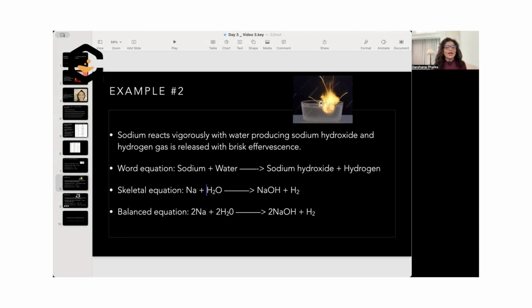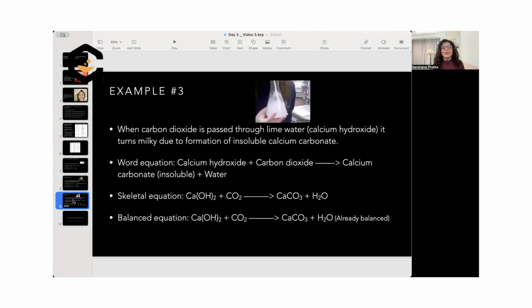Okay, and one last example is carbon dioxide passed through lime water. Let me show you this video. Let's see if it works.